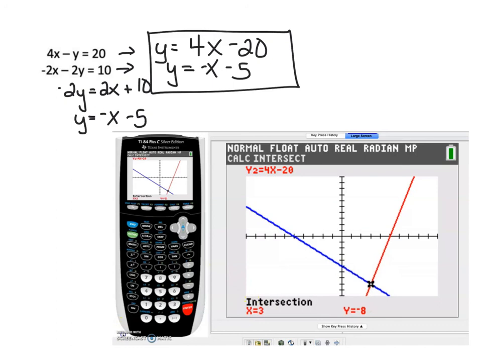So in any type of assessment, I would absolutely use my graphing calculator to confirm points of intersection.